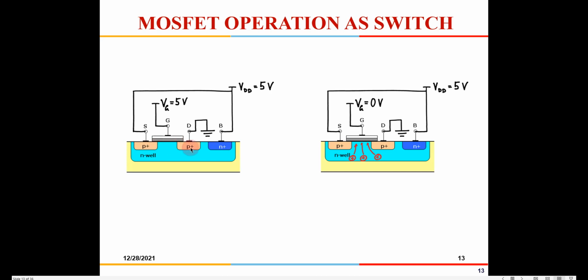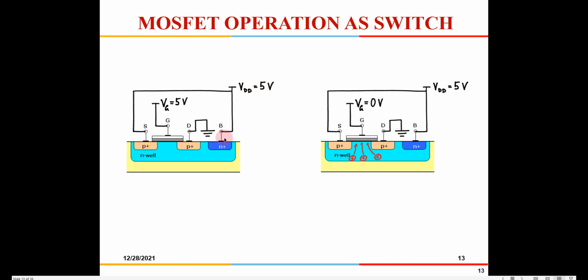Now if you see here, the operation is very similar. If you apply 5 volts out here, suppose this is a 5 volt system, I am just explaining it. This will not always be the same. If you are using 180 nanometer technology, the power supply will be 1.8. If you are going to use 45 nanometer, then the power supply is 1 volt. So this is just an illustration, suppose this is a 5 volt technology.